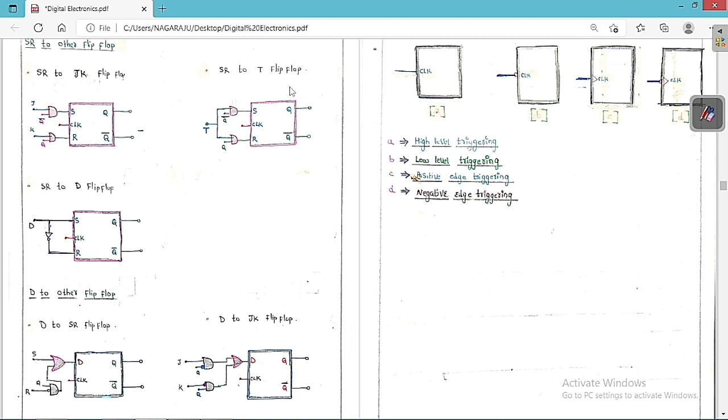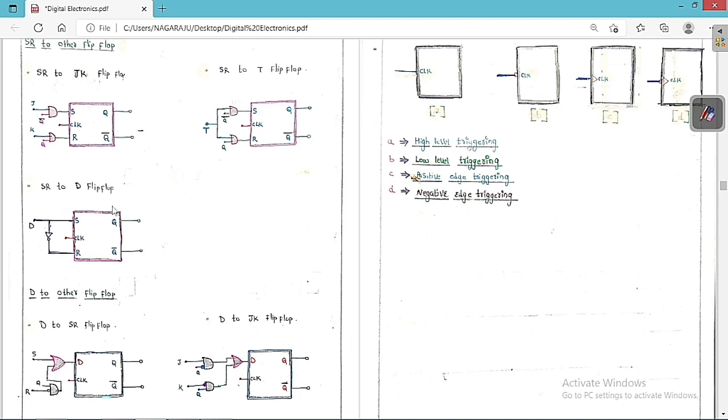So similarly, from SR to T flip-flop. If you want to make an SR to T flip-flop, this is the SR flip-flop with Q and Q bar. And here we have to give basically an AND gate, and the common input is T, with Q bar and Q. So if you do it like this, we have made a T flip-flop from the SR flip-flop.